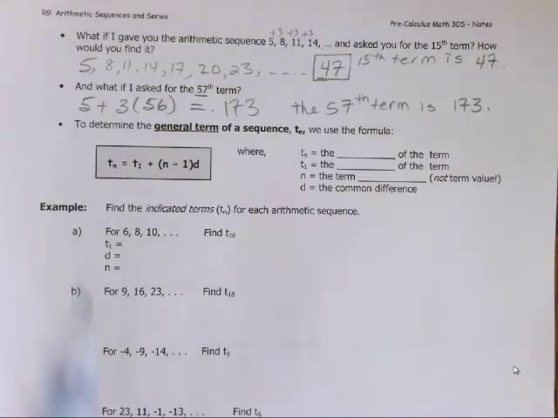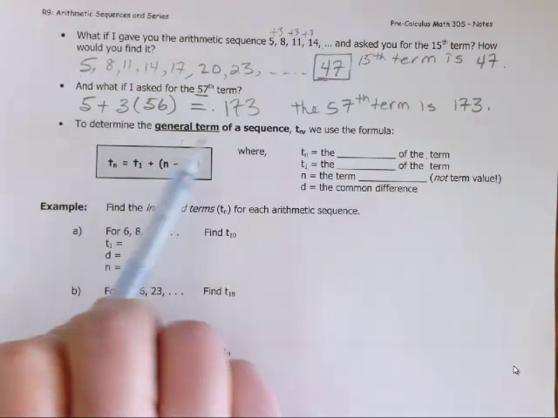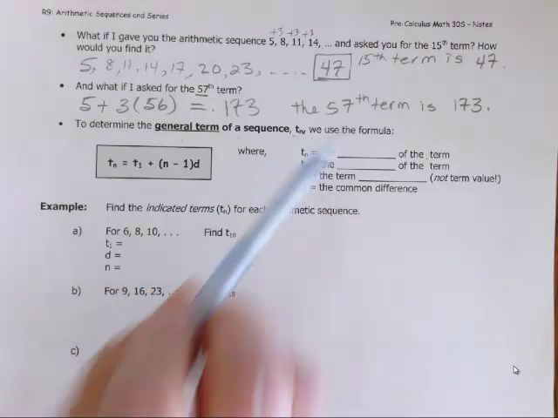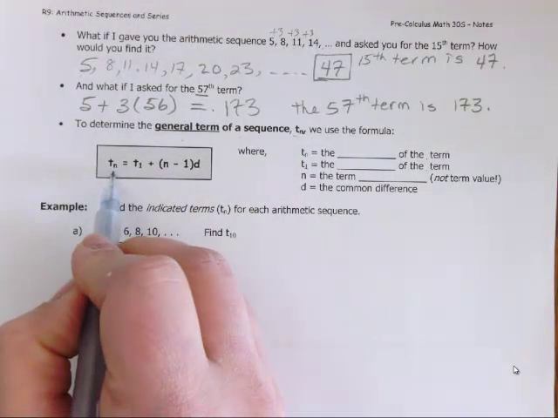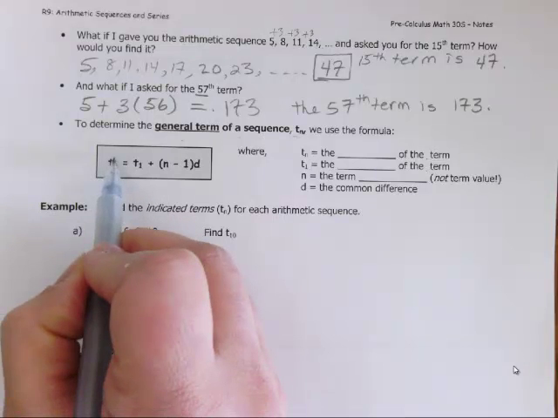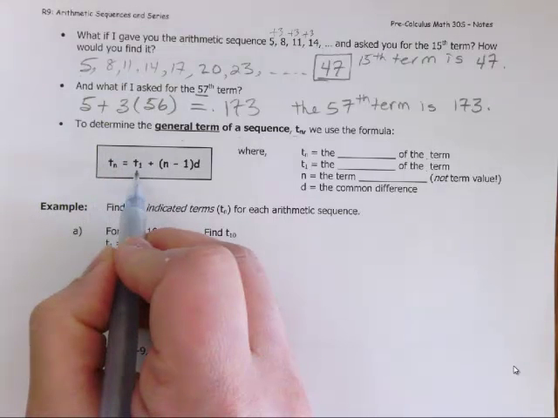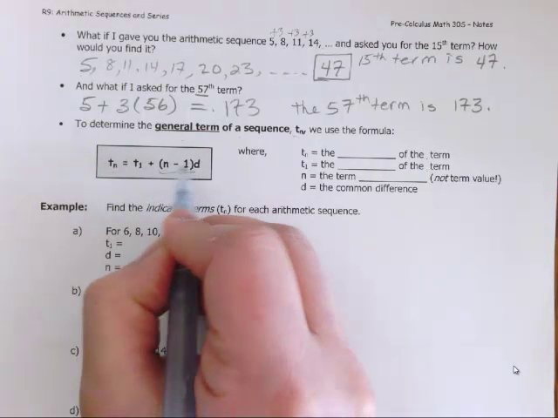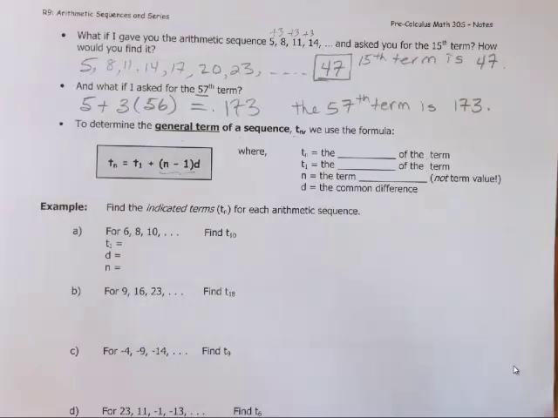The next part asks to determine the general term of the sequence, T sub n. We are going to use the formula. So this is basically just what we talked about, right? To find the term that we're looking for, take the first term, and how many more terms do we have to add on? n minus 1 times the common difference.